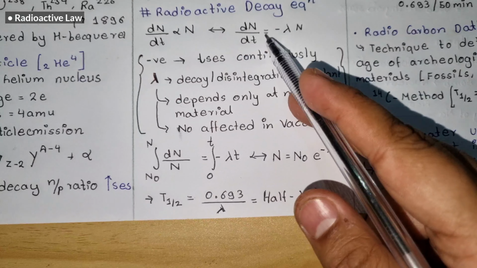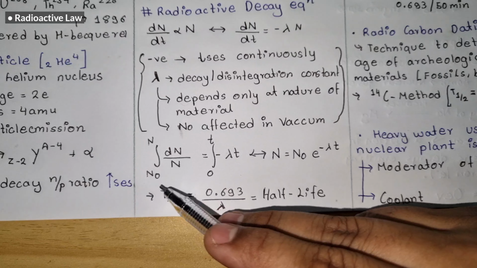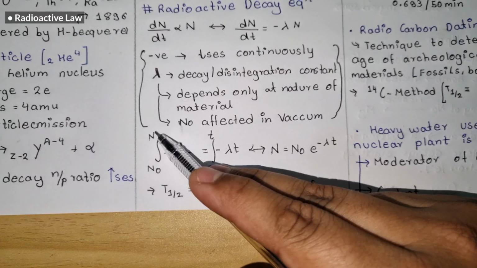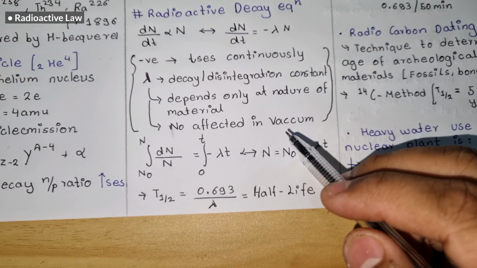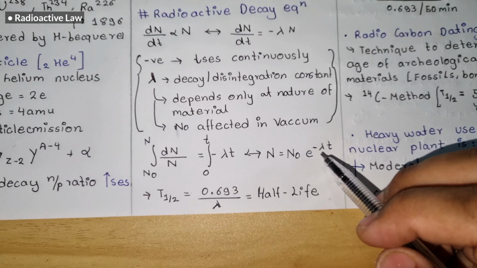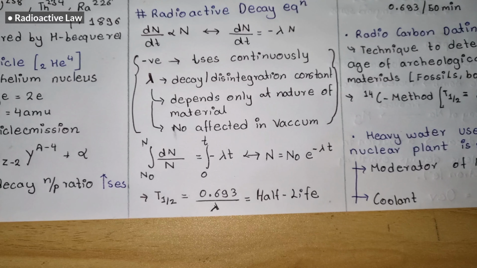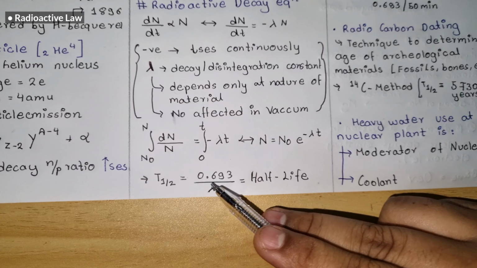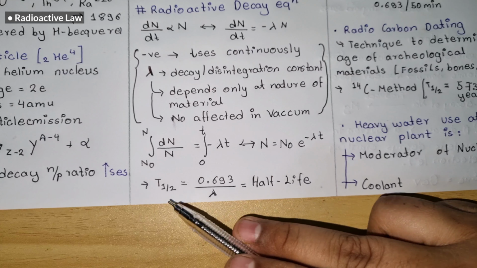If we integrate this equation from 0 to t, the original number of atoms was N naught. Now it is only N left. We get N equals N naught e raised to the power minus lambda times t, which shows that the number of atoms goes through exponential decay. T half equals 0.693 by lambda. What is T half? Half-life is known as T half.